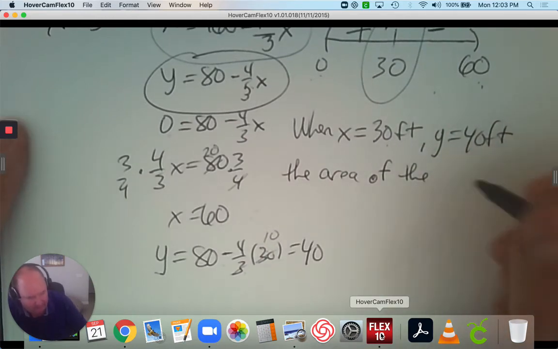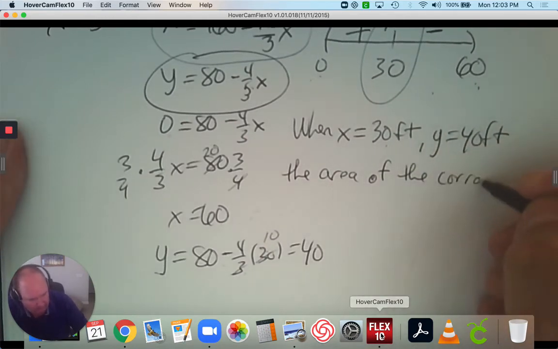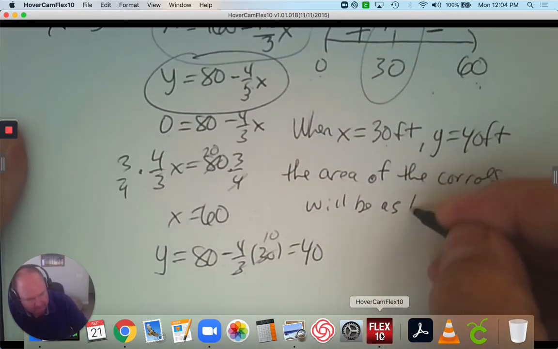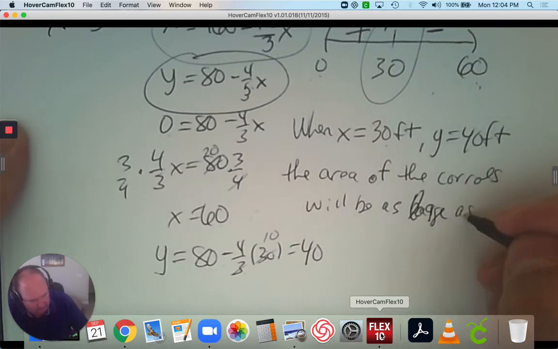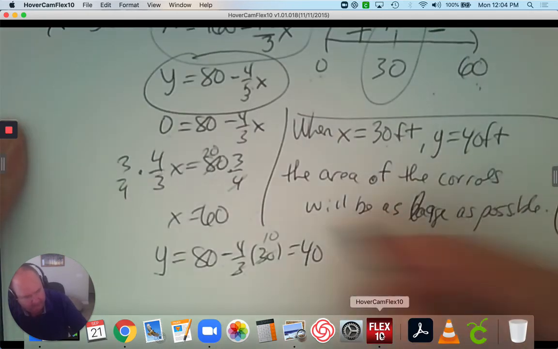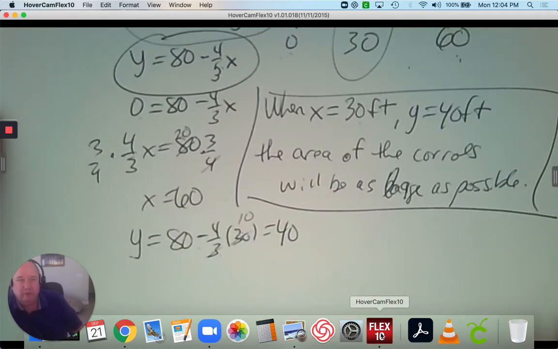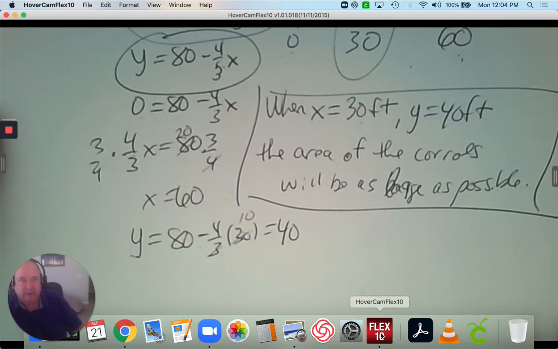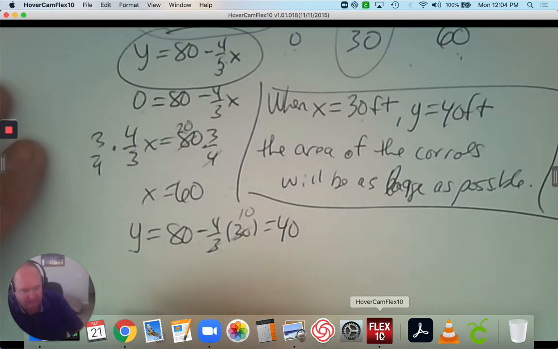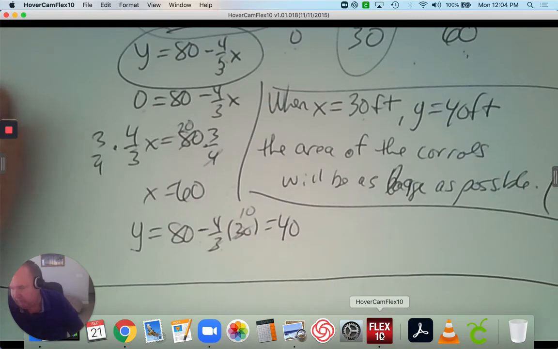The area of the corrals will be as large as possible, or something that means that. So when x is 30 feet and y is 40 feet, the area of the corrals beside will be as large as possible. And that was their goal. Done. So you can press pause if you're not ready for number 5.